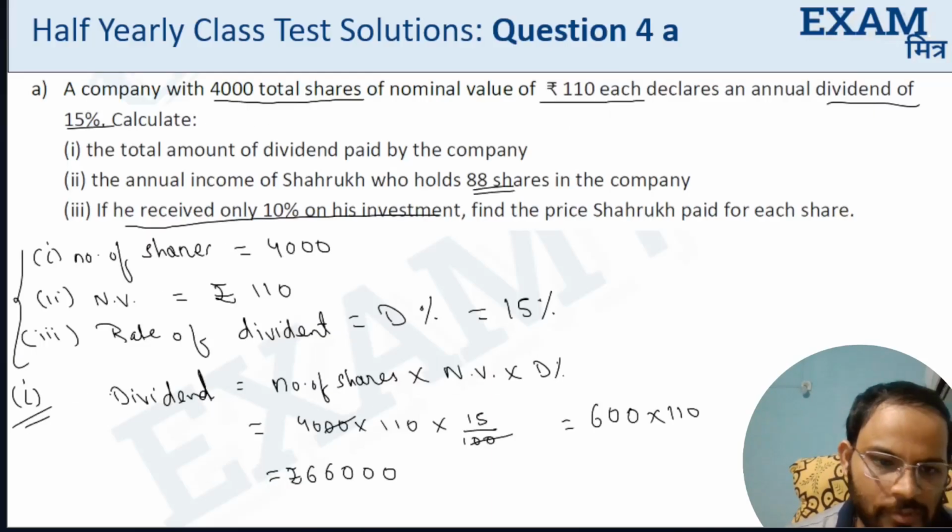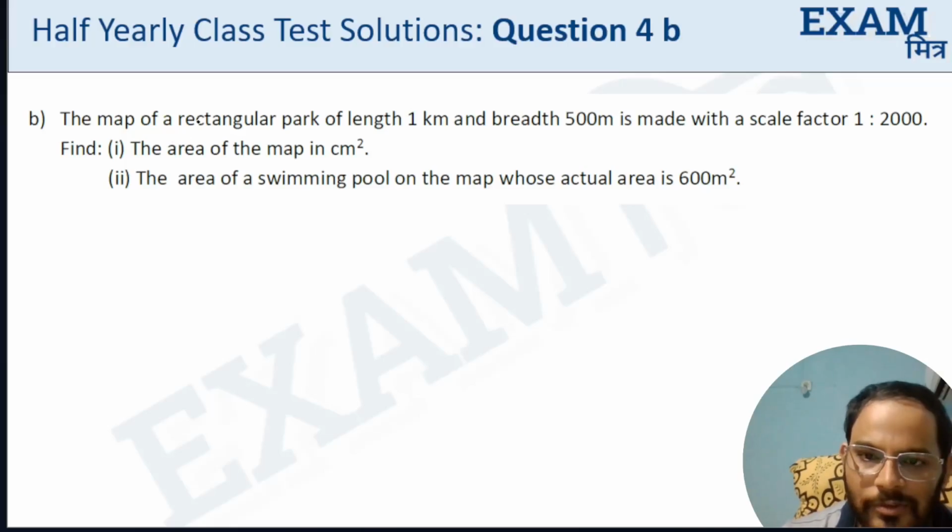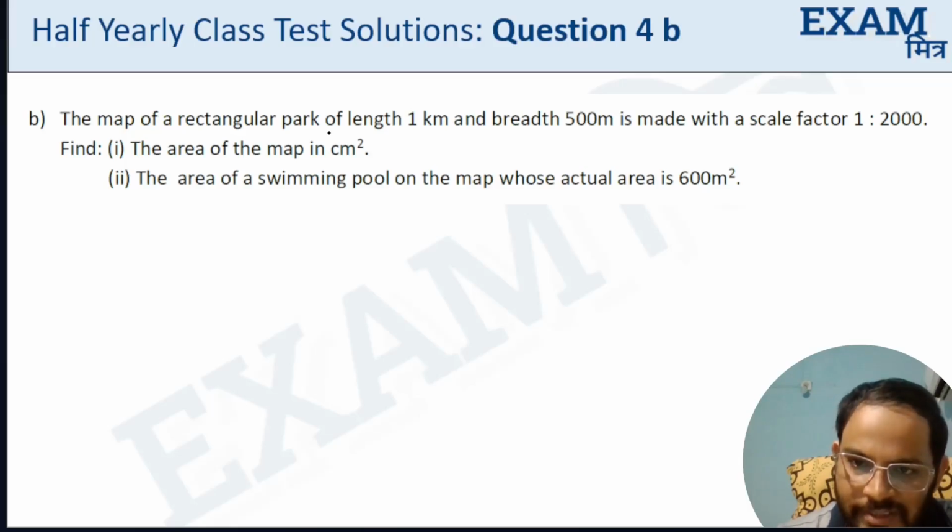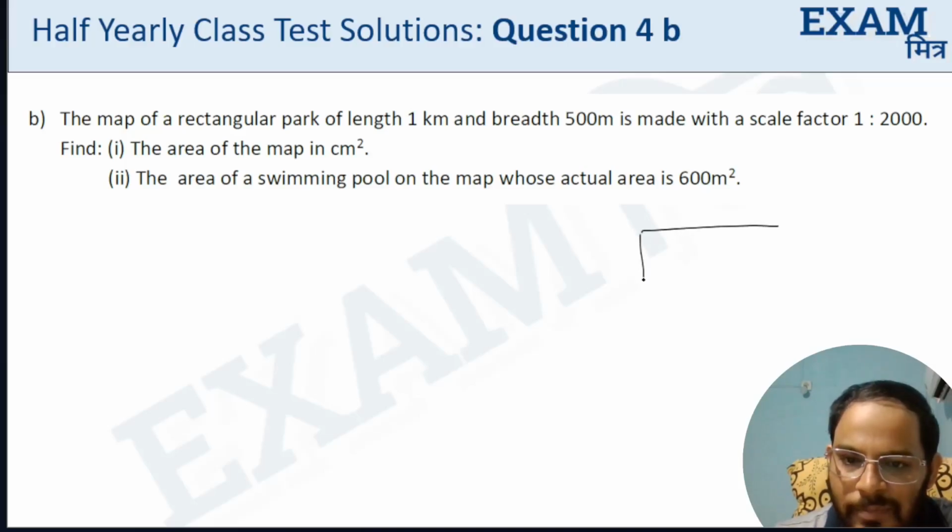Now let's move to the next question of question number 4. The map of a rectangular park of length 1 kilometer and breadth 500 meter is made with a scale of this much. Okay, that means we have a rectangular park. The length of the rectangular park is 1 kilometer, that means 1000 meter, and the breadth is 500 meter.